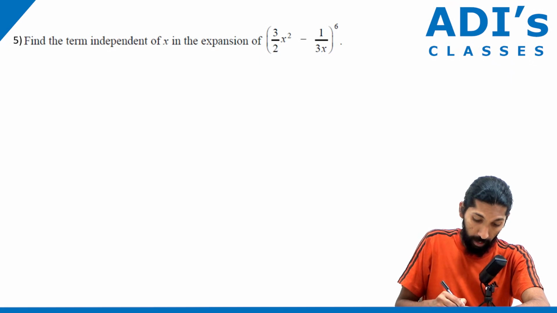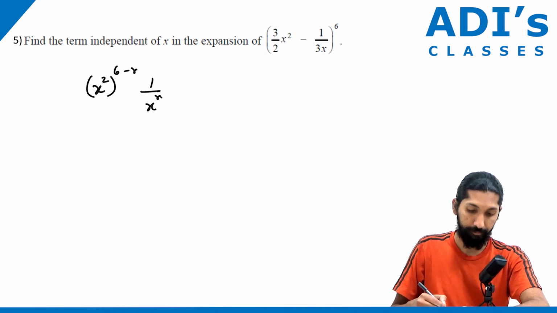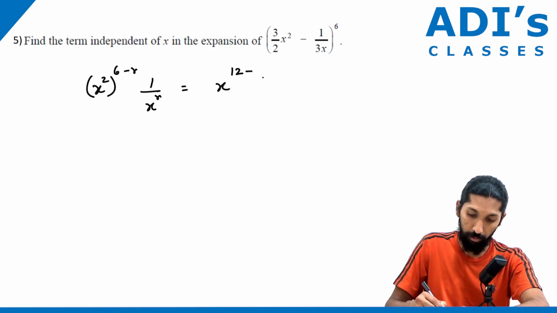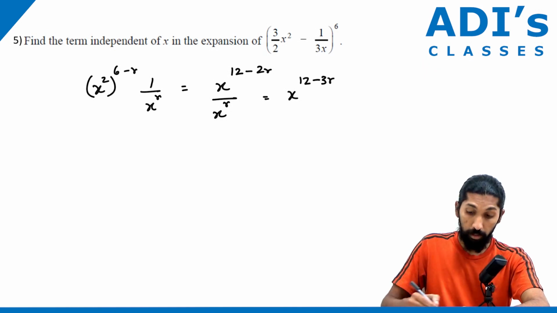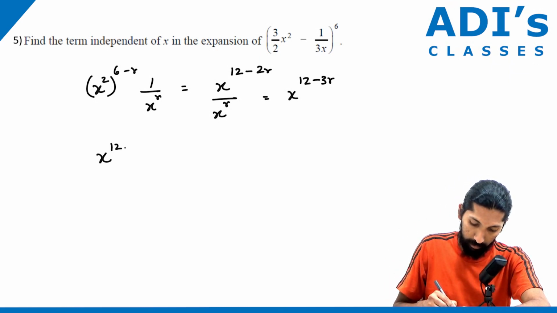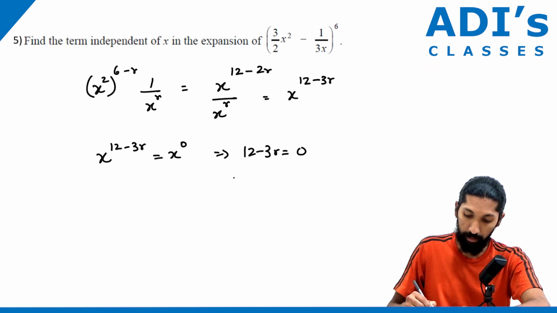Now, what do we have? We have x square to the power of 6 minus r, into 1 by x to the power of r. This becomes x to the power of 12 minus 2r divided by x to the power of r, or x to the power of 12 minus 3r. Now, since it has to be independent of x, x to the power of 12 minus 3r is equal to x power 0. So 12 minus 3r is equal to 0, or very clearly 12 is 3r, r value is 4.